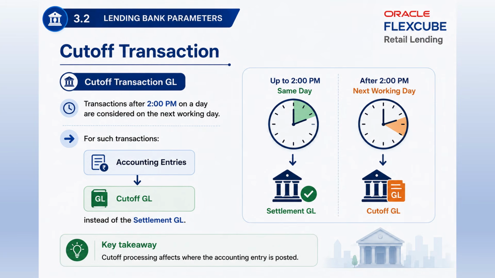Another important bank-level parameter is the Cutoff Transaction GL. The guide states that transactions performed after 2 p.m. on a day are considered on the next working day. For such transactions, the accounting entries are posted to the Cutoff GL instead of the Settlement GL. So the important point to remember is, cutoff processing affects where the accounting entry is posted.